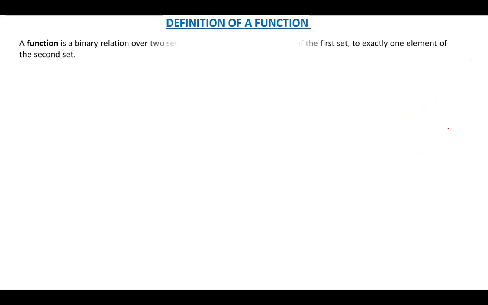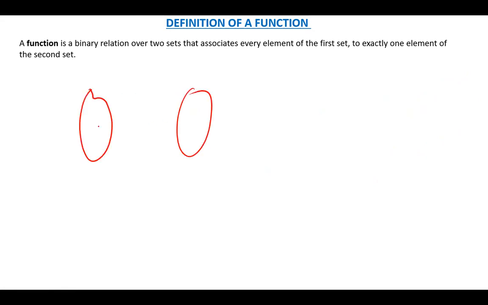All right, so we'll first look at what a function is. So a function is simply just a binary relation over two sets that associates every element in the first set to exactly one or more in the second set. Okay, so a function is simply just a relation in short. When we talk about a relation, we talk about things which look like this. You may have maybe 1, 2, 3, then you have maybe 3, 2.